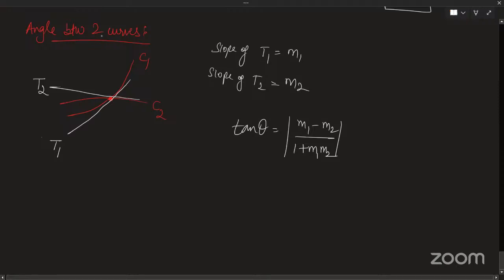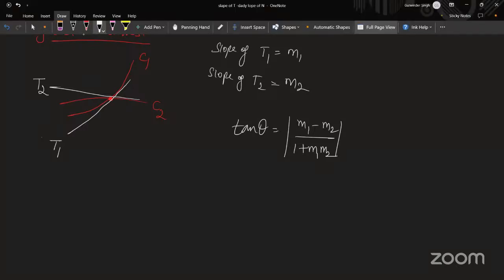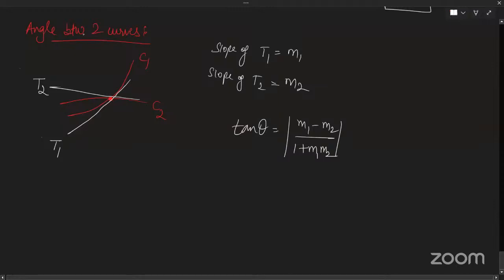Yeah, sir. Okay, just in case you did not know, because you just told me that you are doing straight lines right now. If the slope of line 1 is m1 and the slope of line 2 is m2, which you can calculate by differentiating, then tan theta is equal to m1 minus m2 by 1 plus m1 into m2. Theta is the angle between both of them.